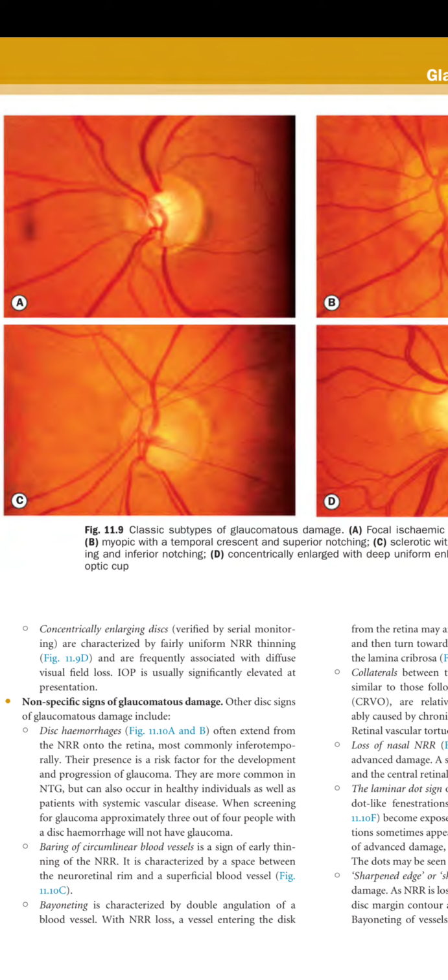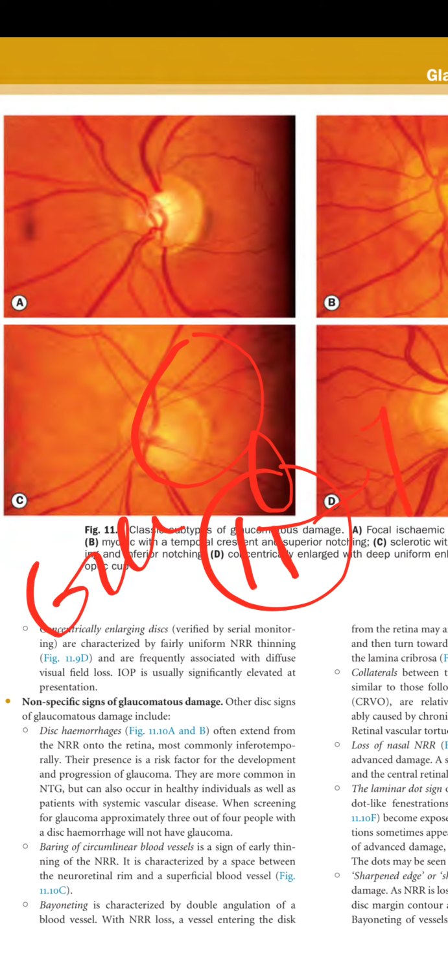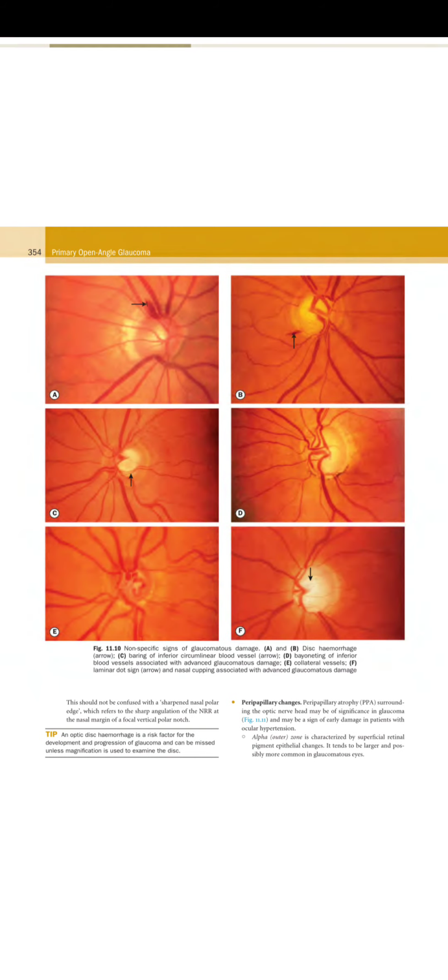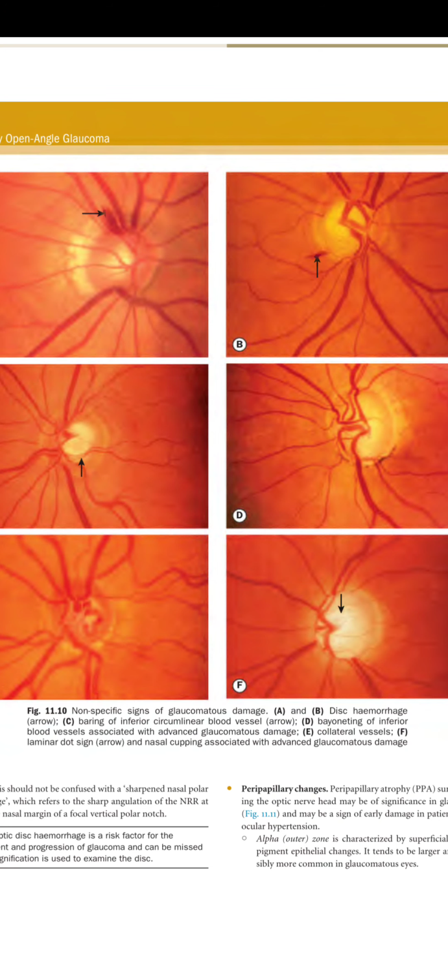So basically, a non-specific sign is that sometimes there is a disc hemorrhage present in the infratemporal area. If a glaucoma patient has a disc hemorrhage, it means that the glaucoma is progressive, and most likely it occurs in a case of normal tension glaucoma, but sometimes it occurs in normal patients as well. So this is a disc hemorrhage. A and B are showing the disc hemorrhage. So this is a disc hemorrhage and this is a disc hemorrhage.